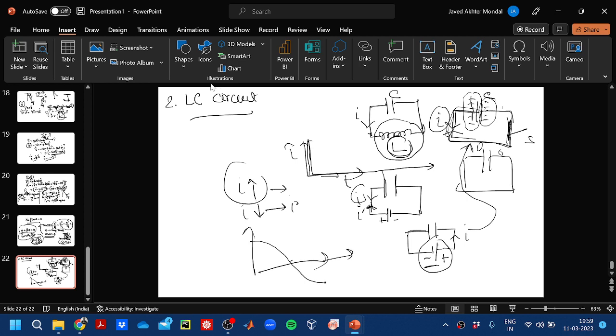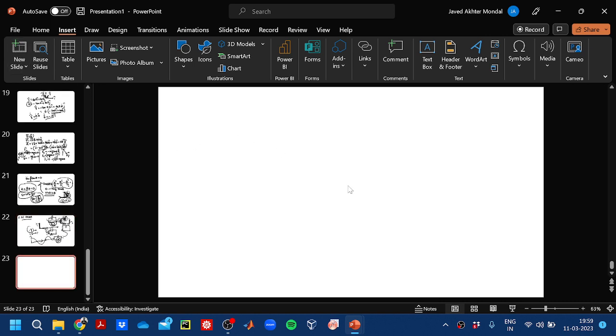Whenever the maxima is reached, again the inductor will oppose the current flow and it will reach zero, and whenever it reaches zero, the inductor will support the current flow. So in that way we will have a kind of oscillatory motion. Now let us see this with the help of mathematics.